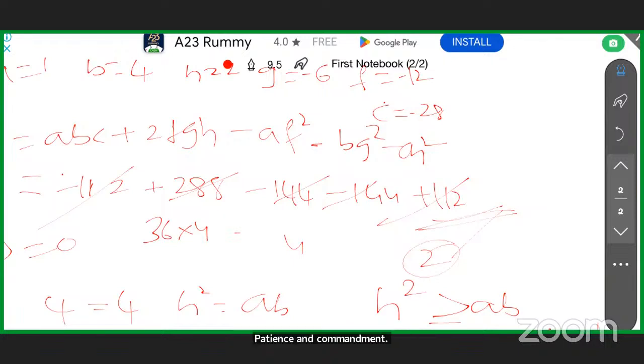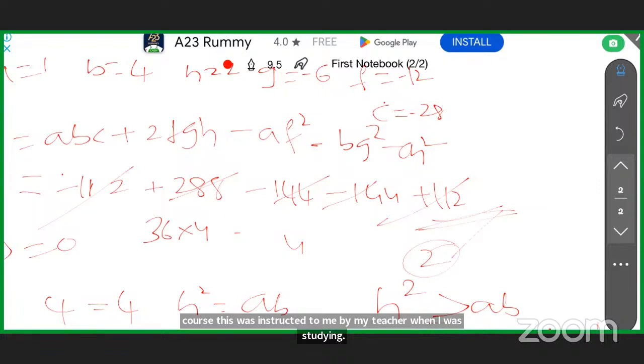Of course, this was instructed to me by my teacher when I was studying class 10. I used to have this problem of hurrying up, rushing through the problems.